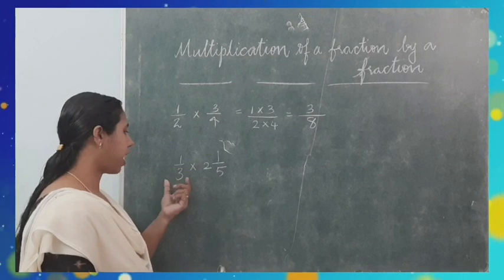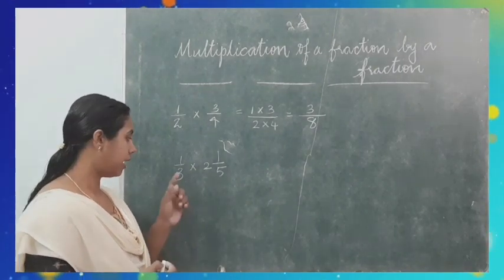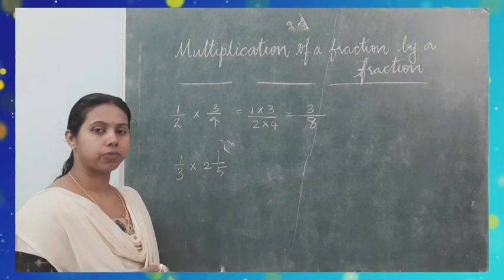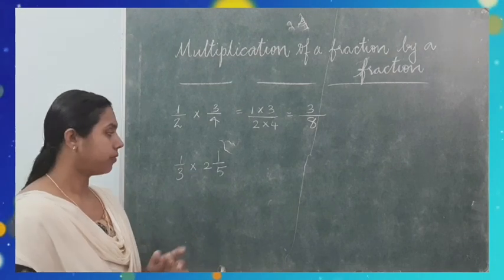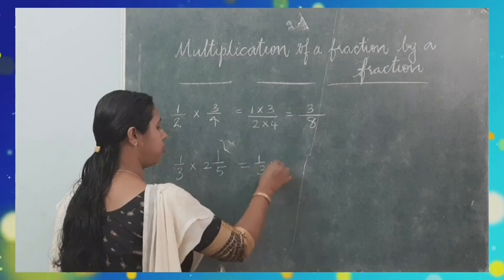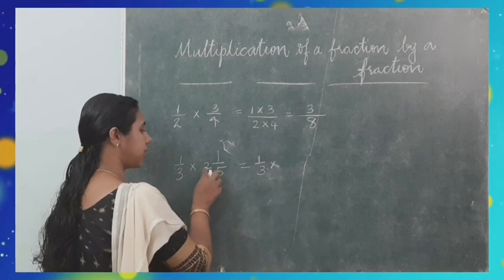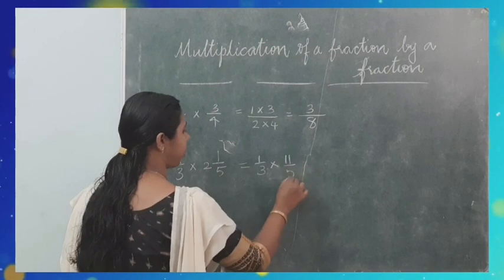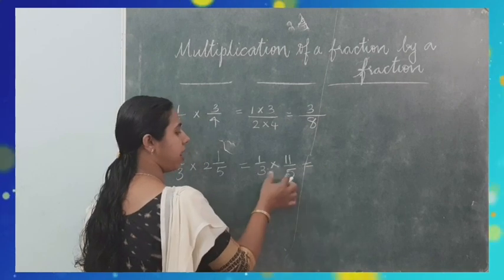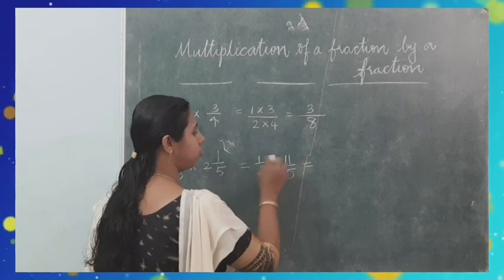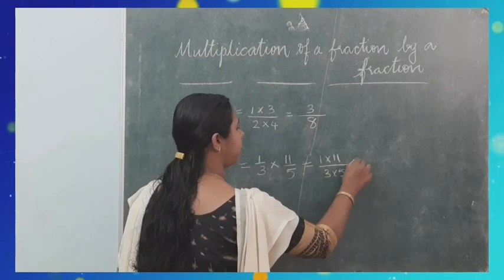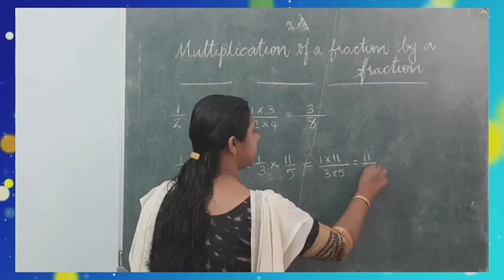You want to multiply a fraction and a mixed fraction: 1 by 3 into 2, 1 by 5. A mixed fraction you change to an improper fraction, then multiply. So 1 by 3 into 2 1 by 5: change the mixed fraction to improper. 2 5s are 10, 10 plus 1, 11 by 5. So 1 by 3 into 11 by 5. Now multiply a fraction by a fraction. Multiply the numerators: 1 into 11 divided by 3 into 5, which is equal to 11 by 15.